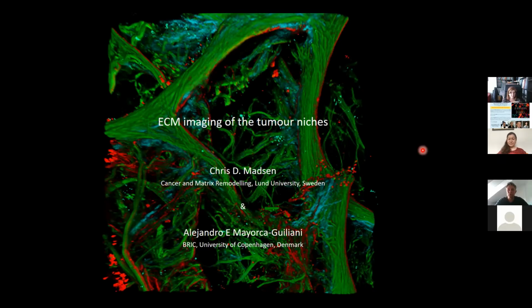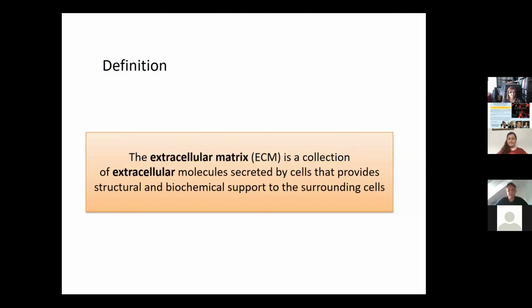I'm going to talk to you today about trying to understand how the ECM actually looks in 3D in disease and in particular in cancer. So just to start with the definition: the extracellular matrix is a collection of extracellular molecules secreted by cells, and these provide structural and biochemical support to surrounding cells. So this is the scaffold of any organ, any tissue we have. Without the extracellular matrix, we don't actually have a body, we don't have any functional organs.